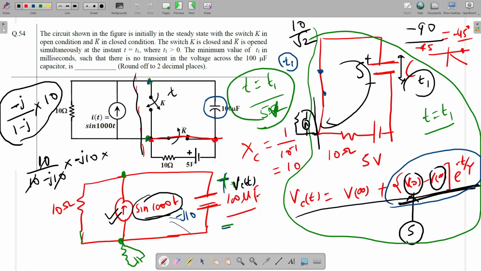Sir, one thing. At t = t1, we are opening the switch K and closing the switch K dash; K is closed and K dash is opened. Yes, right. So basically, we are isolating the AC and DC part, right, sir? Yes, AC and DC part we are isolating. Understood, sir. Now it will be clear, I think.